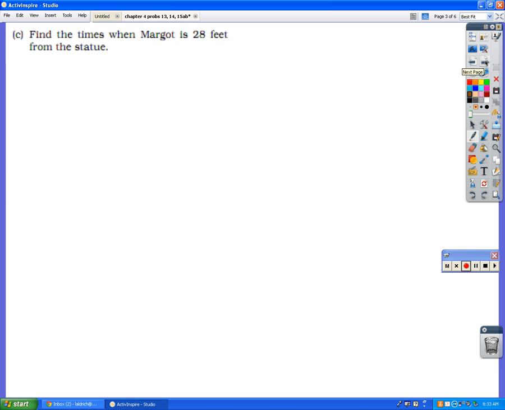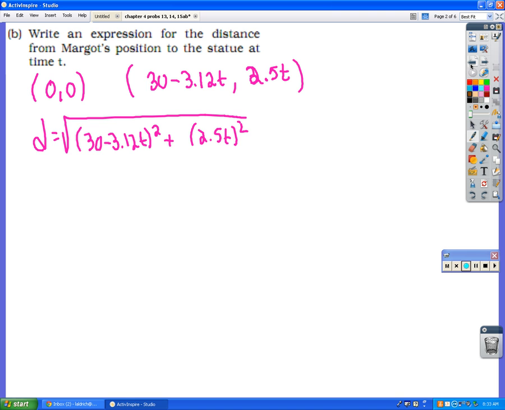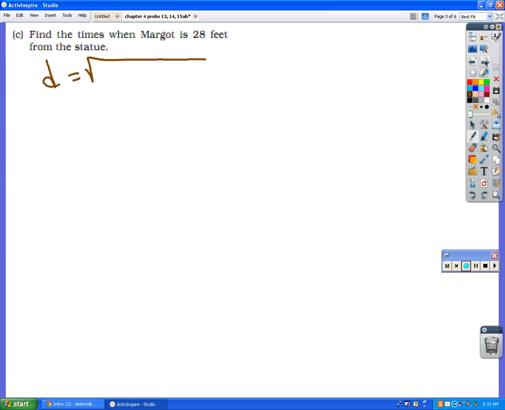Okay, find the times when Margo is 28 feet from the statue. So we can take that other formula that we just figured out, which was the square root of (30 minus 3.12t) squared plus (2.5t) squared. And notice this is in parentheses, so the 2.5 is going to be squared also. Okay, the whole thing is squared. And we want to set that equal to 28.